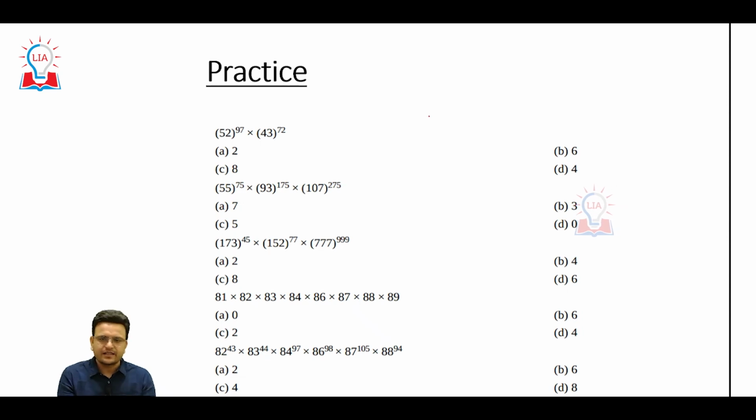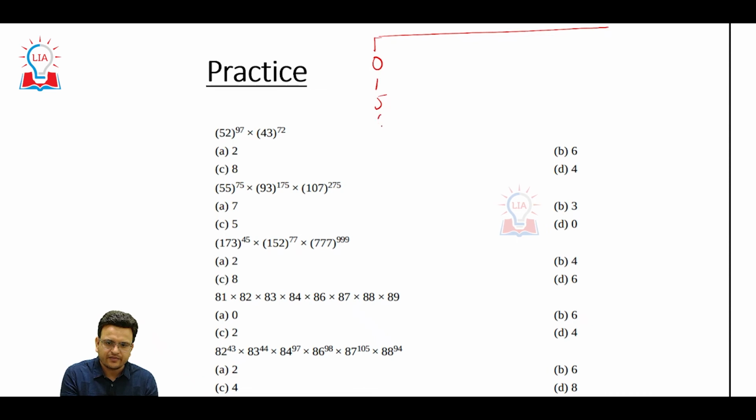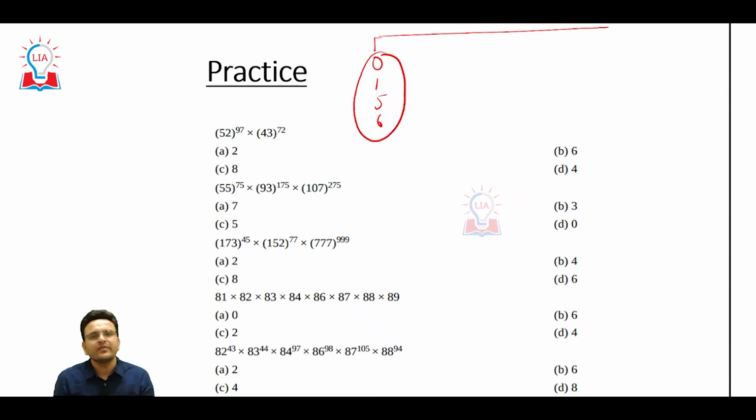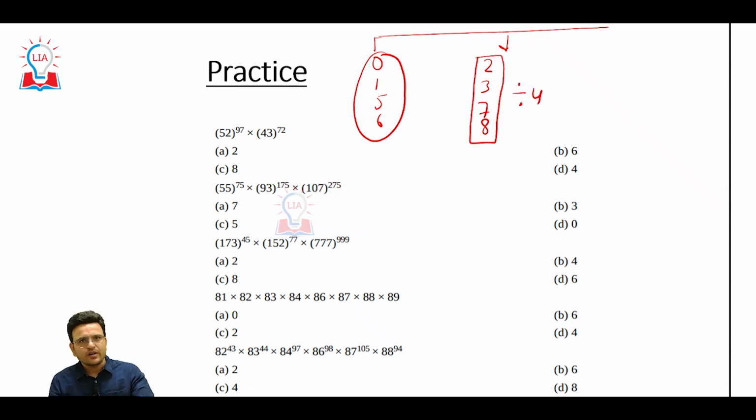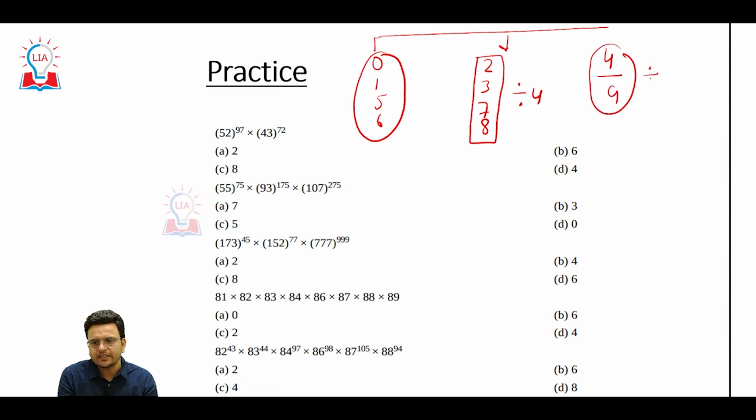So as I can say, numbers ending with 0, 1, 5, 6, unit digit will be the same. I have again said that whenever numbers are ending with 2, 3, 7, 8, we have to divide the power by 4 and get the remainder, and accordingly we can get the unit digit. When numbers are ending with 4 and 9, we have to divide the power by 2 and accordingly we will get the unit digit. Here I gave some questions for the practice. Try to solve these questions.